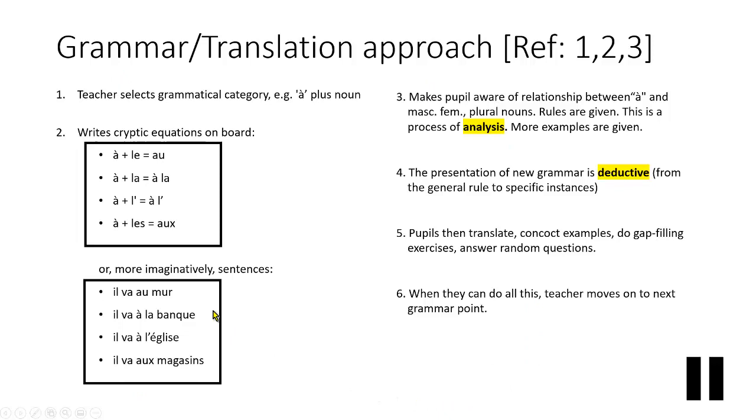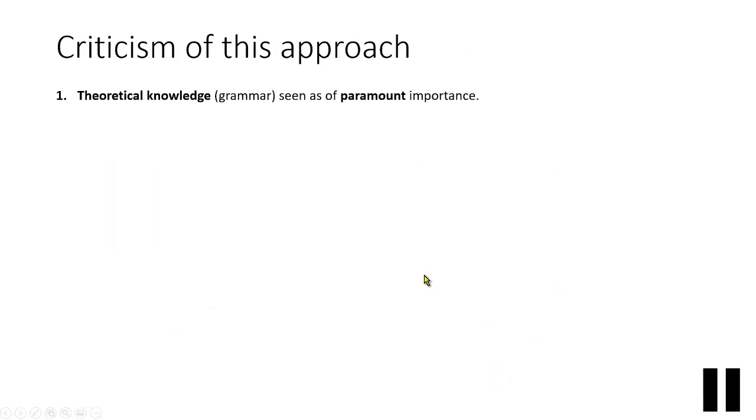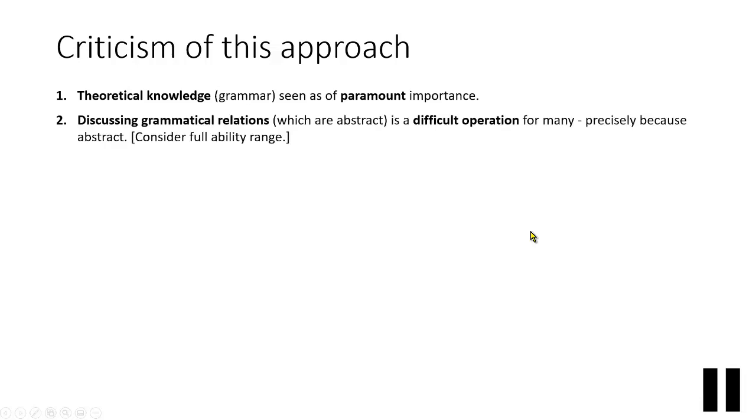So the next slide is going to talk about a criticism of that approach. Firstly, that theoretical knowledge, that's grammar, is seen of paramount importance, more so than, for example, communication, applying the language. When you come to discuss grammatical relations, it's an abstract concept. That is a difficult operation for many, and that's something we need to be aware of because it's abstract, not concrete. And certainly when you're thinking about the full ability range, post the grammar secondary modern divide, because it's mixed ability, everybody is being taught languages, you do have to take that into account.